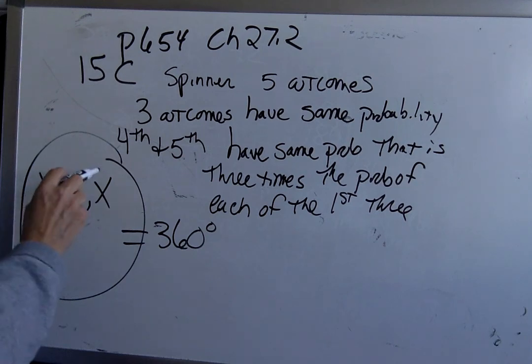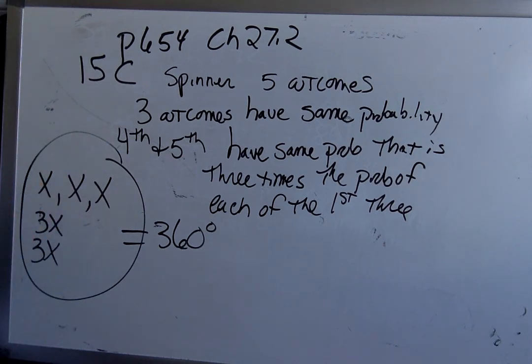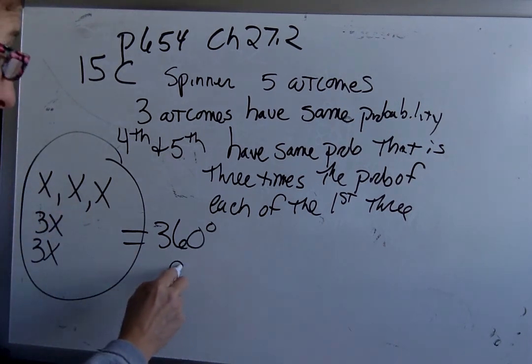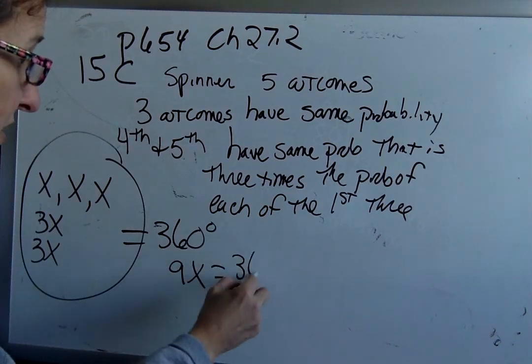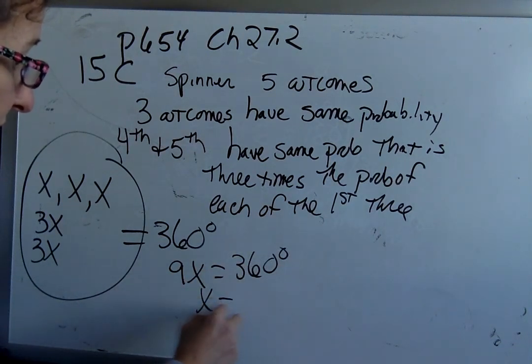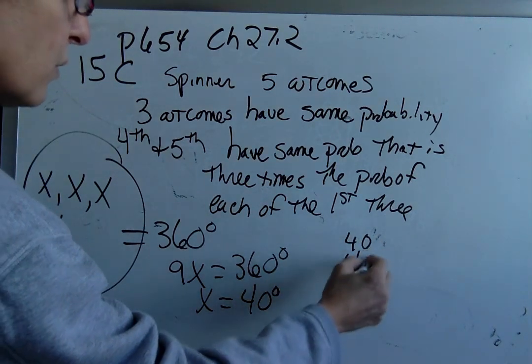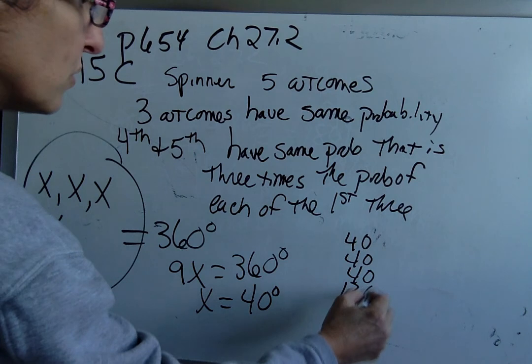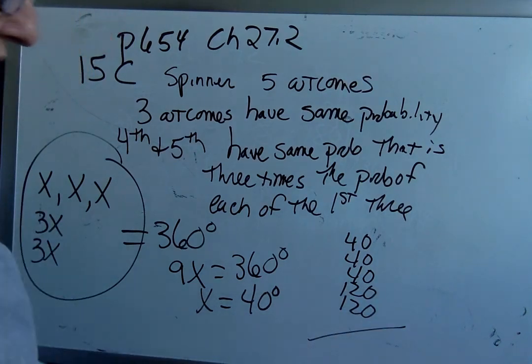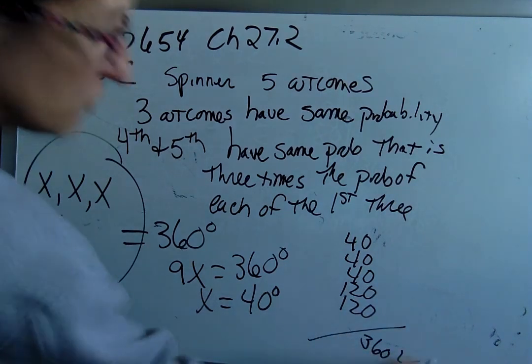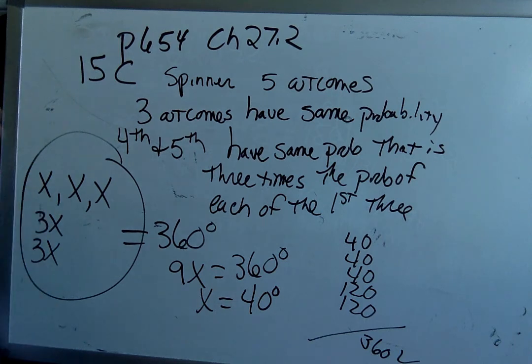So x plus x plus x plus 3x plus 3x, which is 9x, equals 360 degrees. So x is 40 degrees. So apparently I had 3 slices that were 40 each, and then 2 more slices that were 120 each, and yes, that gives me my total of 360. Use algebra to solve this, and that also will help you show the transition from pictures to algebra, and that's my main focus in 207.